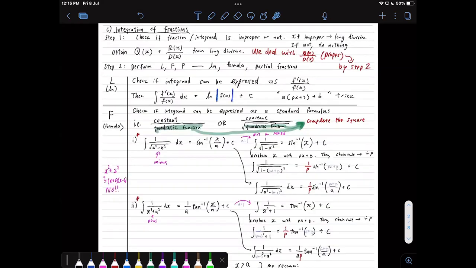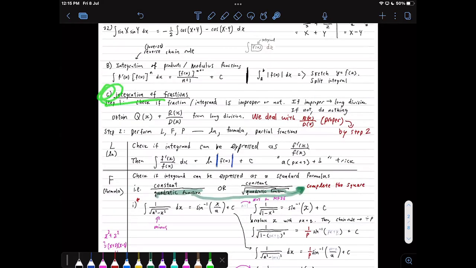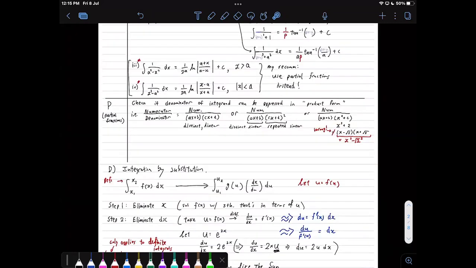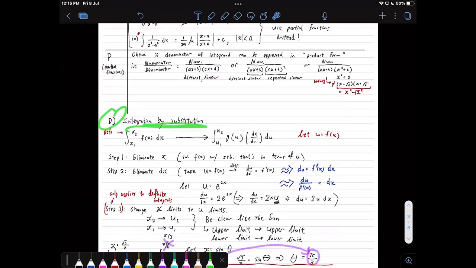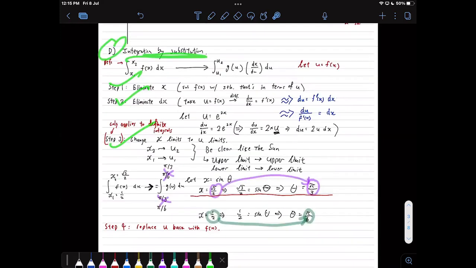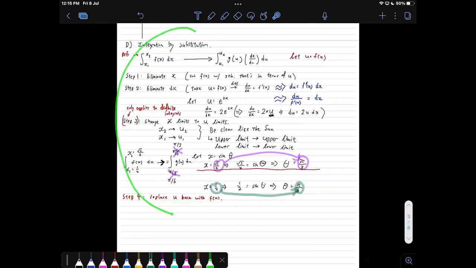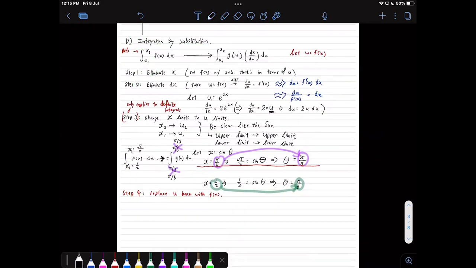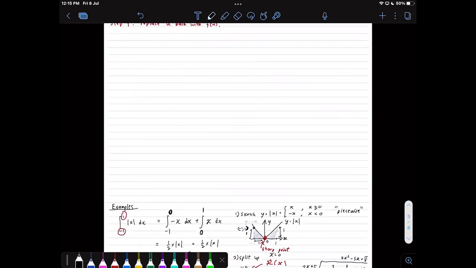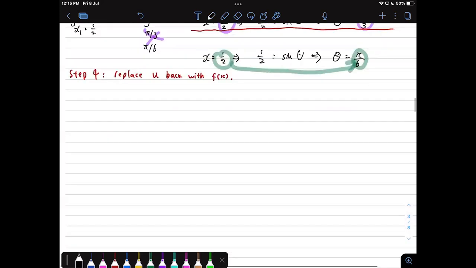That was part C. Okay, A, B, C, D, E. We have gone through A to C. Part D we also talked about already, by substitution, step 1, step 2, step 3, and then of course step 4, replace the u back with f of x. This one I don't repeat. We just finished it. Now finally, part E, the last one. Part E is telling you to do integration by parts.